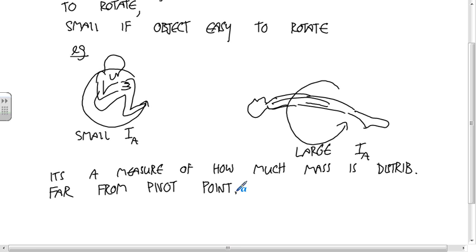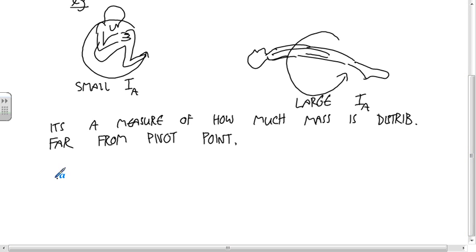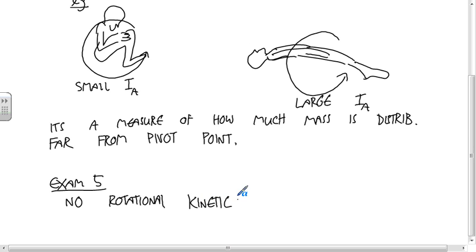I think we're just going to have to do rotational kinematics on the test. We still have some stuff to cover. So let's just, okay, exam 5 is not going to have any rotational kinetics. I'll put this on D2L too. Okay, so I guess that means we're done.